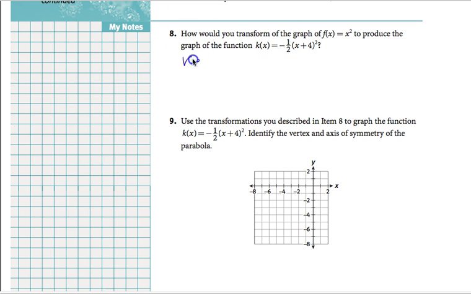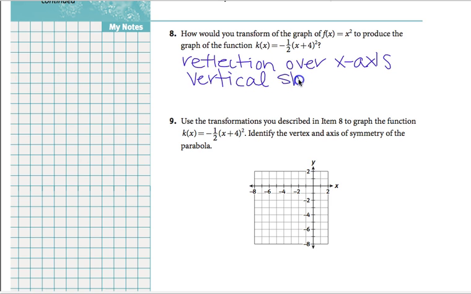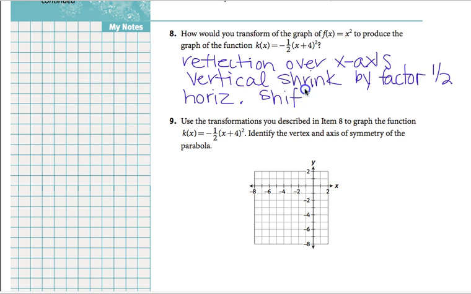We can say that we've got a reflection over the x-axis because of the negative. The 1/2 represents a vertical shrink by a factor of 1/2. And now this plus 4 that's an h value represents a horizontal shift left 4.